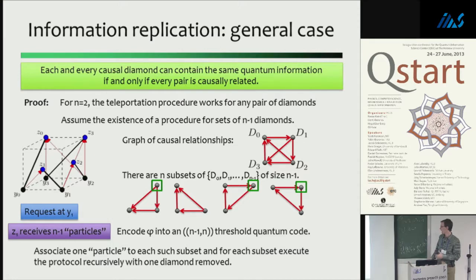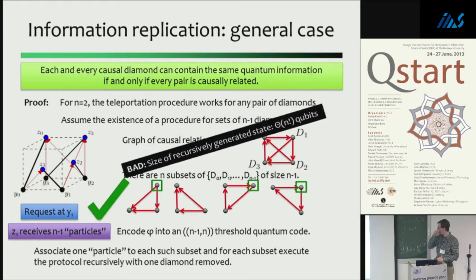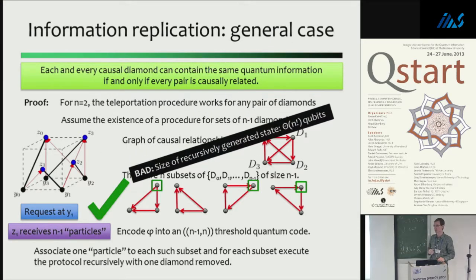Now, everywhere I say particles, I put it in quotes, because this is an inductive procedure. I start off with my quantum information, and I encode it into n particles. Then each of those n particles, I encode into n minus 1 particles, and each of those into n minus 2. And so the total number of particles required to make this work, the number of qubits, if I have n vertices, is n factorial.